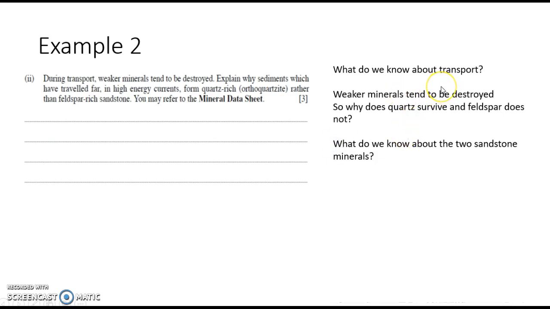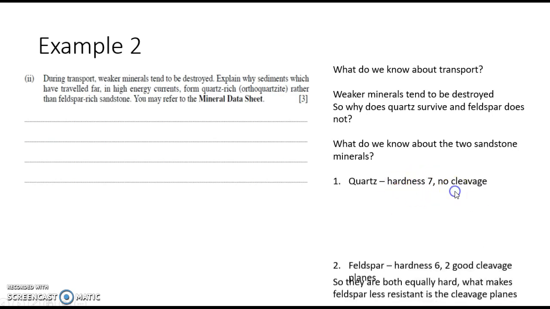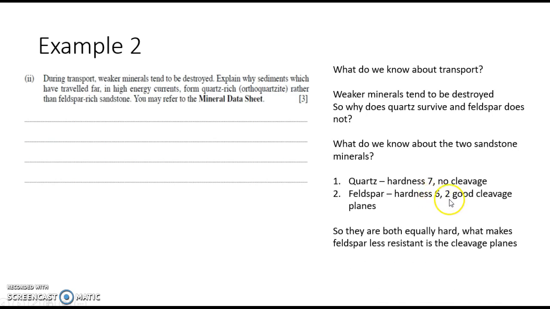So we know that weaker minerals tend to be destroyed, and we now know that quartz has a hardness of 7 but no cleavage. Feldspar has a hardness of 6, but it has 2 good cleavage planes at 90 degrees. So what makes feldspar less resistant must be the cleavage plane, and also, although they're reasonably similar hardness, it's 10 times less hard than quartz. I'm going to ask you to pause so that you can answer the question in your own words. Pause now.